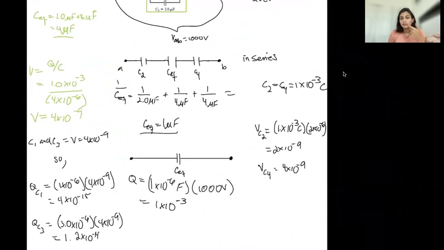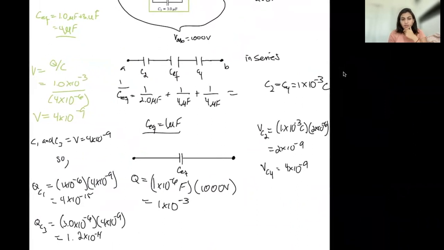And since they have the same charge, they have different capacitance, so they're going to have different voltage drops, but they share the same charge. So for C2, it's 2 times 10 to the negative 9, and for C4 it's 4 times 10 to the negative 9. And we're done with the little ones.